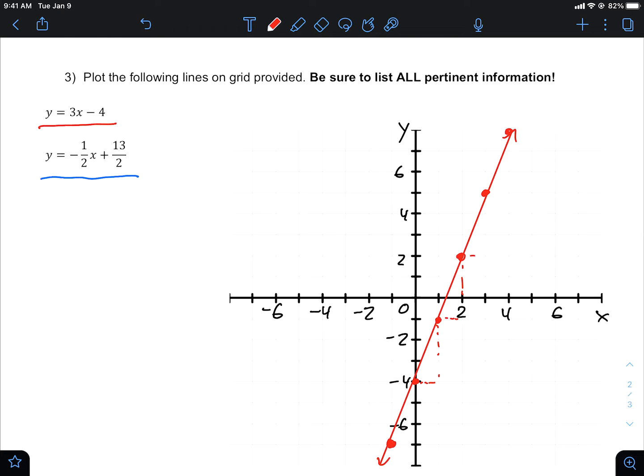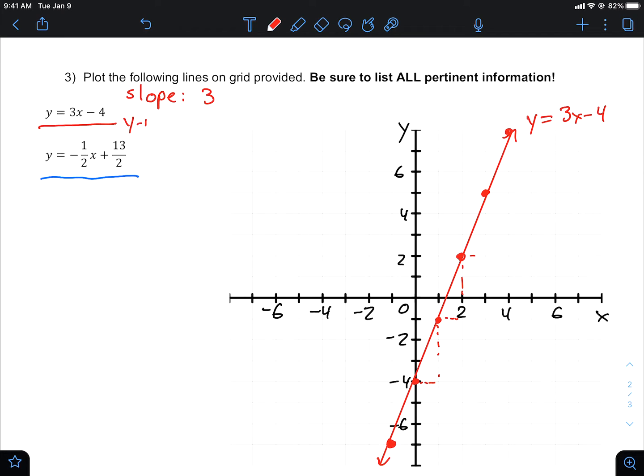Again, do it as best as you can. Mine's not exact here, but that's going to be your line. And we can say that that is y is equal to 3x minus 4. Like I said, it's super important to label your lines if you have multiple lines on the same graph. Other things we know about it, so we're listing all pertinent information here. So we also know that the slope of this line is going to be 3.